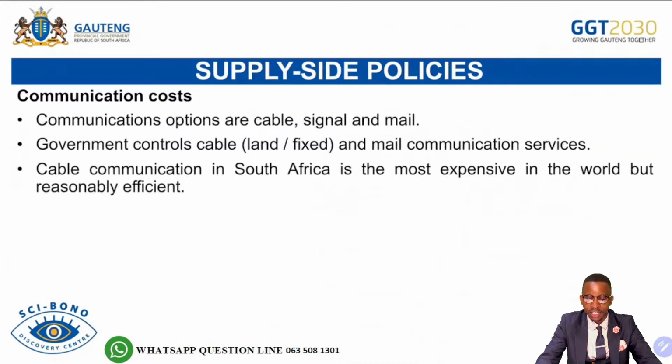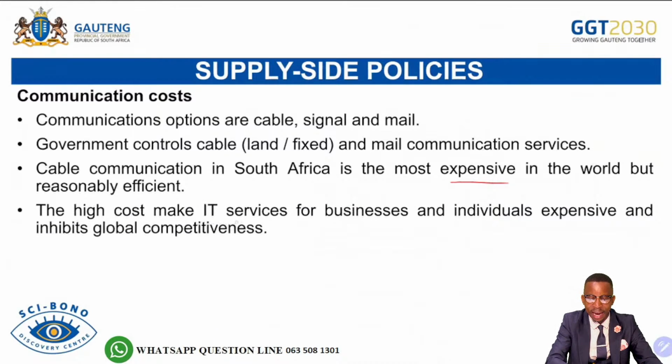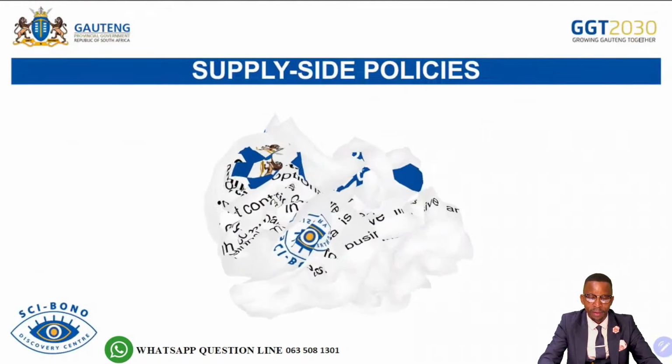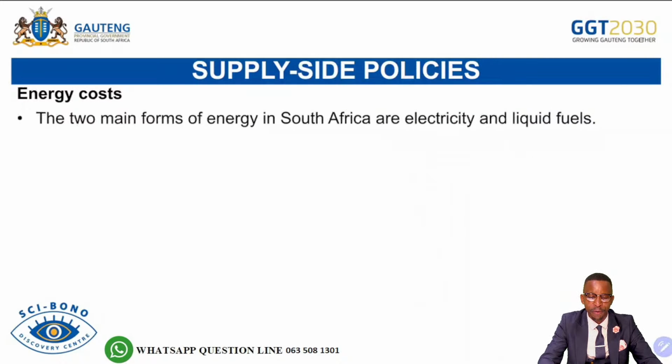Cable communication in South Africa is the most expensive in the world, but reasonably efficient. The high cost makes IT services for businesses and individuals expensive and inhibits global competitiveness. Then we continue. Energy cost, the cost of energy. Two main forms of energy in South Africa are electricity and liquid fuels.